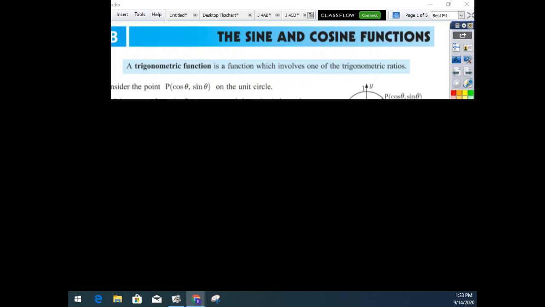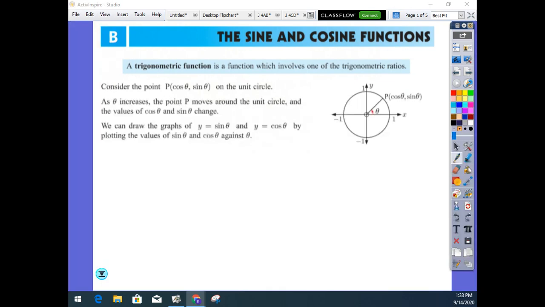So these are going to be your sine and cosine curves specifically. This is kind of dumb. Basically, this just says a trig function has one of the trig ratios, which of course it does.